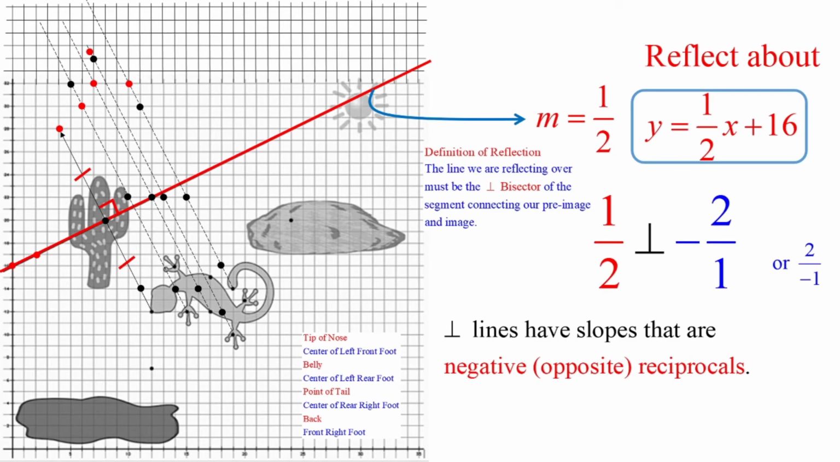All right, this one's going to be a lot of slopes. Right here, center of the rear right foot. So we're going to go up 2 and over 1. Let's put a point right there, and let's draw our ray. All right, good. Now, let's get our slopes as close to that red line of reflection as we can.